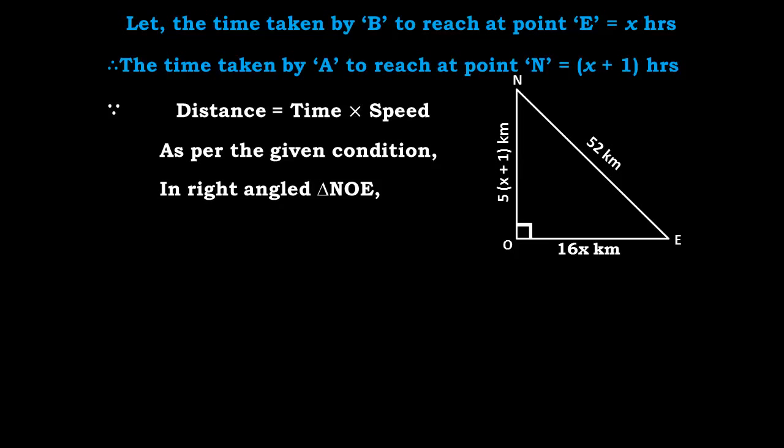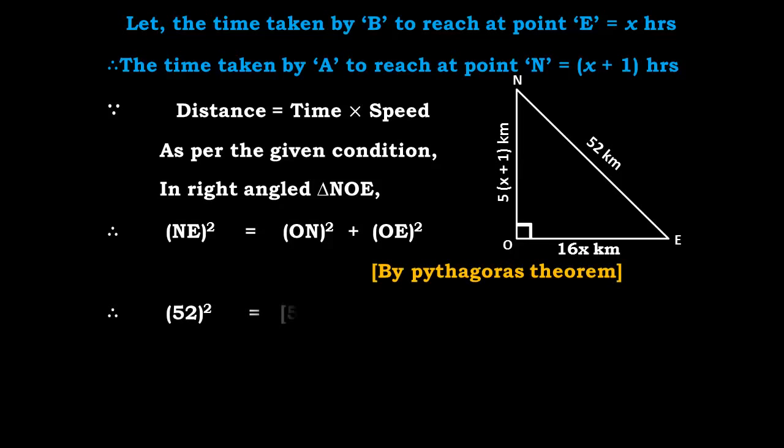So this is right angle triangle NOE. That means we can apply Pythagoras theorem, and by Pythagoras theorem you will get NE square is equal to ON square plus OE square. Therefore 52 square is equal to (5 into x plus 1) the whole square plus 16x square.